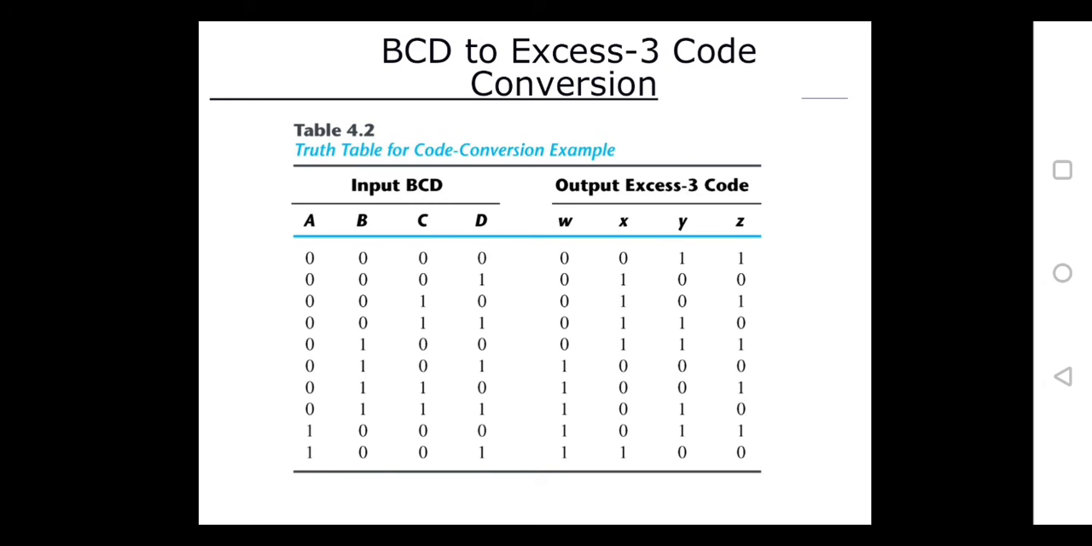So here the XS3 code is nothing but adding +3 to each and every individual BCD digit, and we need to represent it in binary. The minimum BCD code is 0. 0 plus 3 is 3. The equivalent of 3 in XS3 code, or in binary, is 0011. And the maximum BCD digit is 9. 9 plus 3 is 12. 12 in binary is 1100.